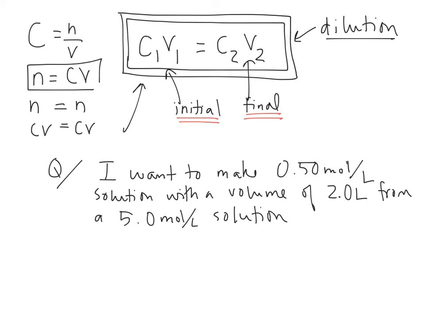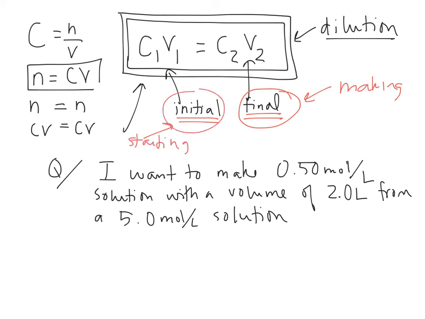A hard part here sometimes is interpreting the question. What you want to make is your final, so this is what you are making. What you are starting with is your initial. So identify what you want to make. I want to make this, that's my C2. I want to make it having this volume, so that's my V2. I'm making it from this concentrated solution, so this is my C1.